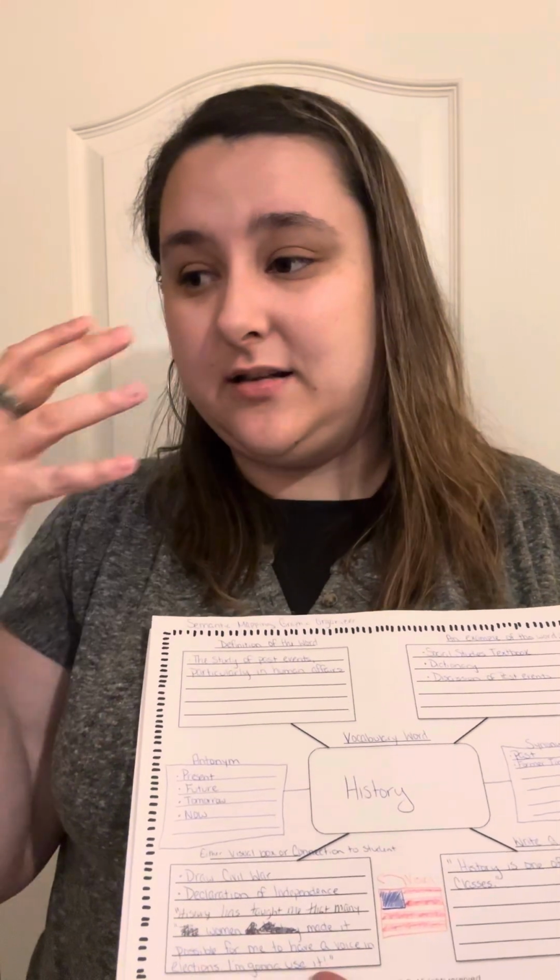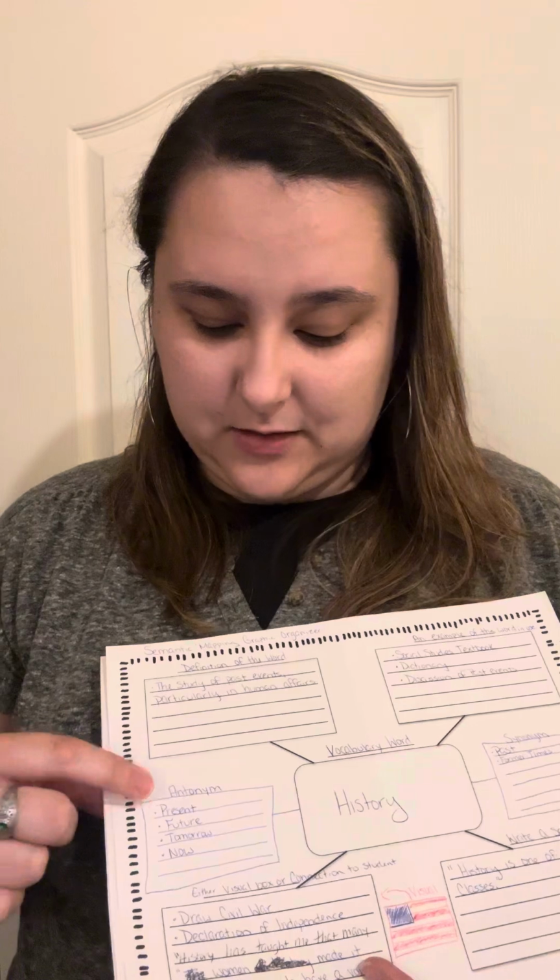In the left middle box, I put antonyms of the word history, which would be present, future, tomorrow, or now, because these are all words that would not represent what this word means. But you can also use a box over here to put words that connect to history. So you could do events like the Civil War, Revolution, just anything that is connected to history that would help them understand what that word means. You could put in that box instead of antonyms.